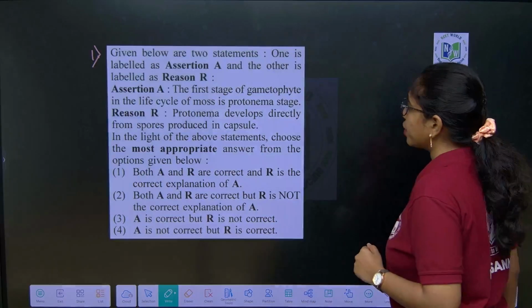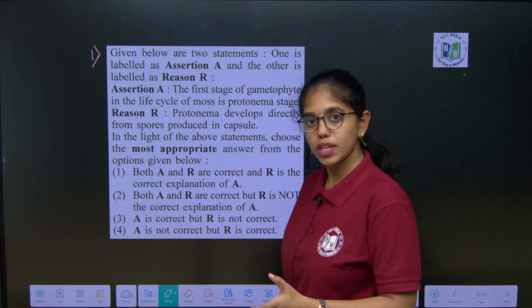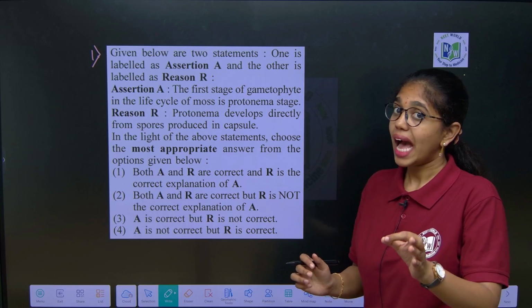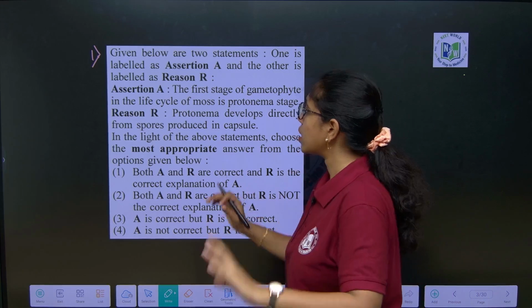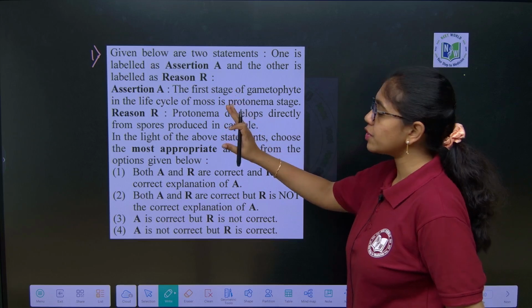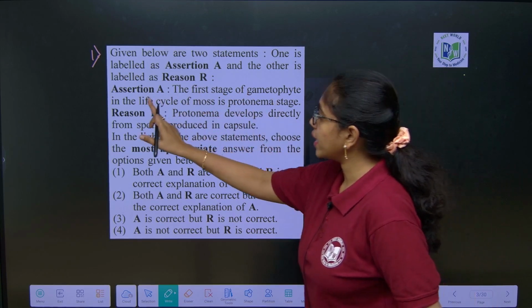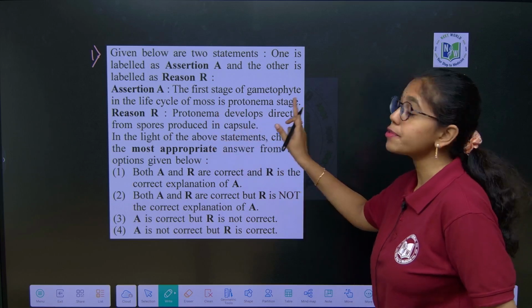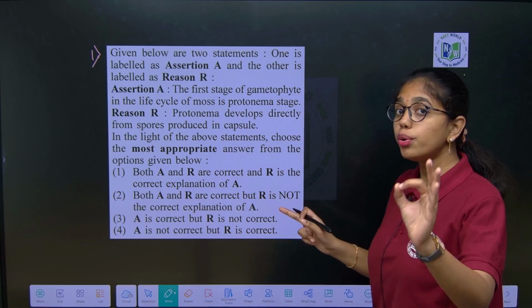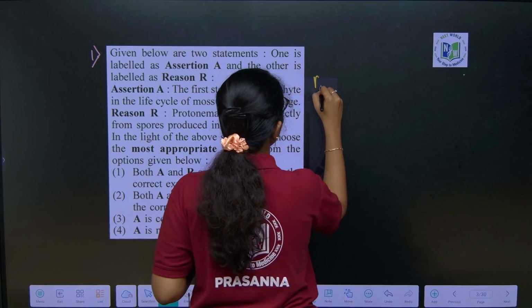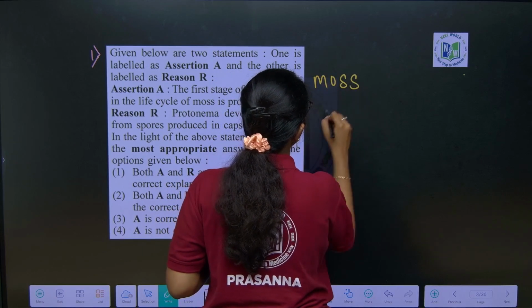Okay. So, yes, if you look into the first question, which is of assertion reason type, what we have to do when we are getting assertion reason type of questions. Clearly see, beta, the question is from plant kingdom and the first stage of gametophyte in the life cycle of moss is protonema stage. Do remember, don't get confused.